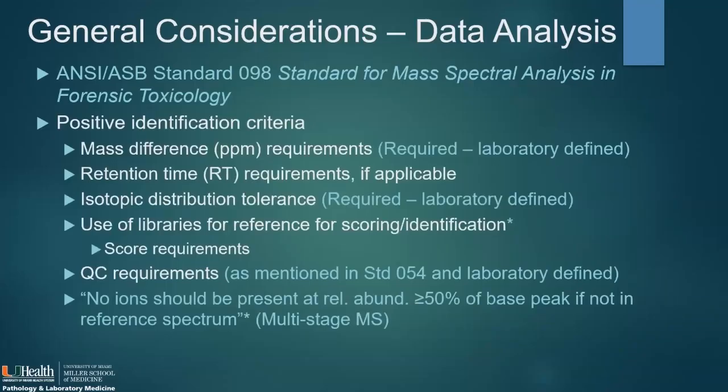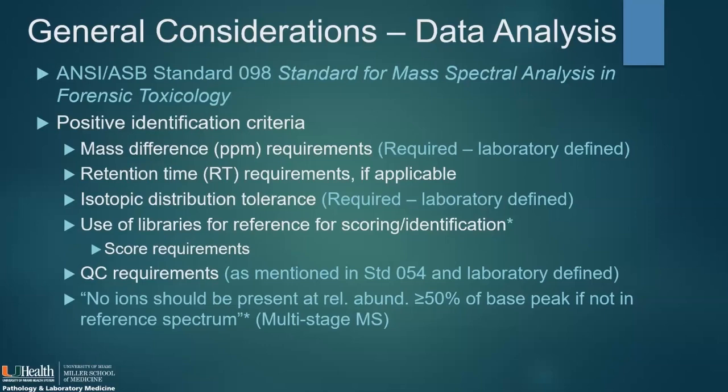So for positive identification criteria, there should be a mass difference or ppm requirement. This is required, but like so many of these, it's laboratory defined. You just need to have stated what it is. But again, as long as it's within reason, it's up to the laboratory. There should be retention time requirements. This is something I've added in because we use retention time, but not all laboratories use retention time when using QTOF or TOF methods. So if it's applicable, you should have retention time requirements.